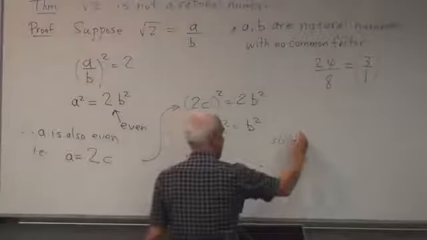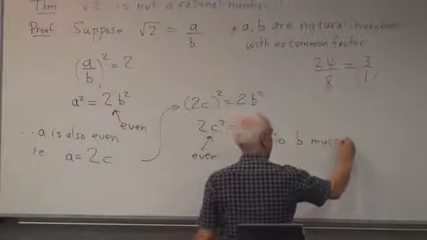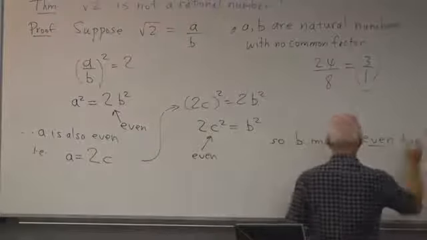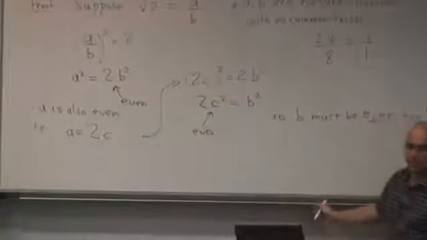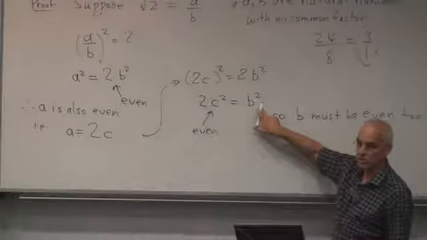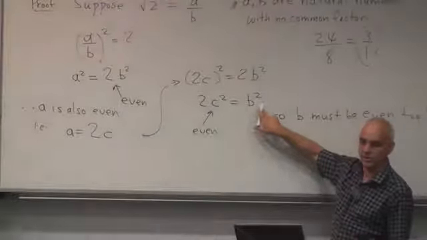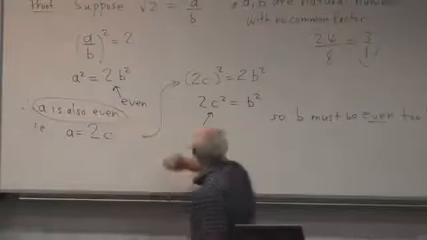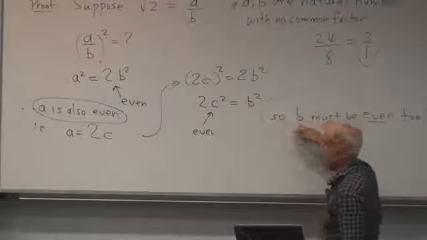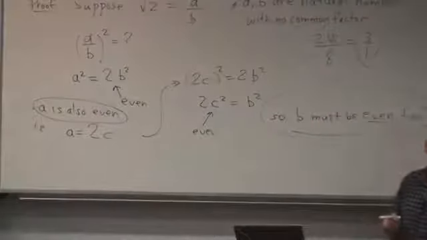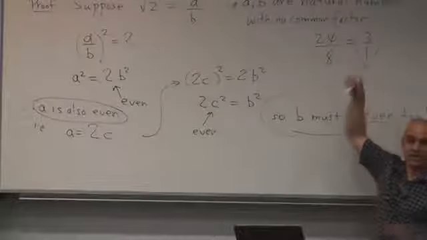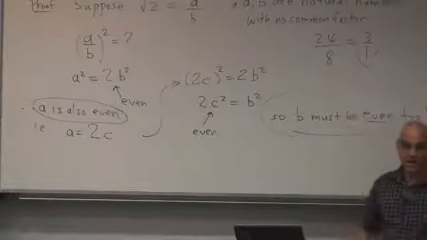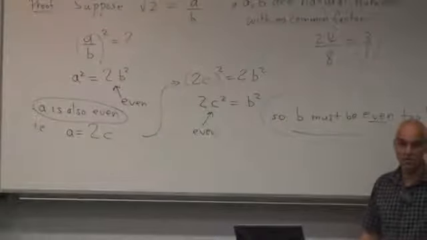So b must be even, because if it was odd, then odd squared is odd. So what can we conclude? We now know that a is even and b is also even. That contradicts our original assumption that they had no common factor. We assumed to begin with that they had no common factor, so 2 cannot be a common factor.